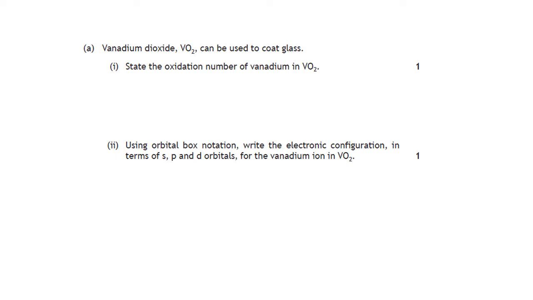Another question about oxidation number here. So VO2, there's no charge, so our vanadium plus 2 oxygen is 0. Oxygen is always -2, so our vanadium -4 is going to be 0, so our vanadium is 4.